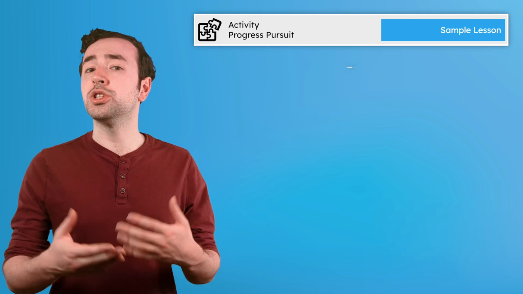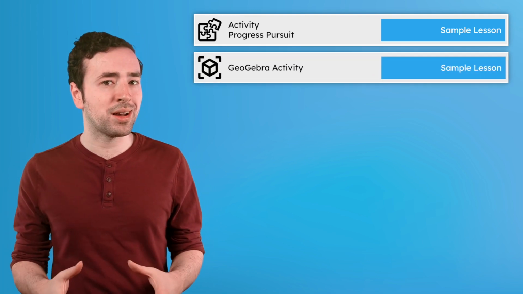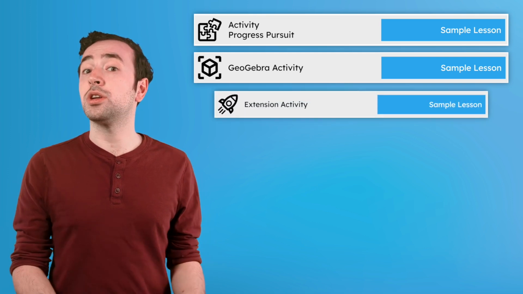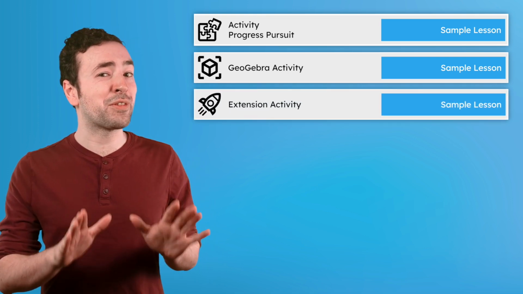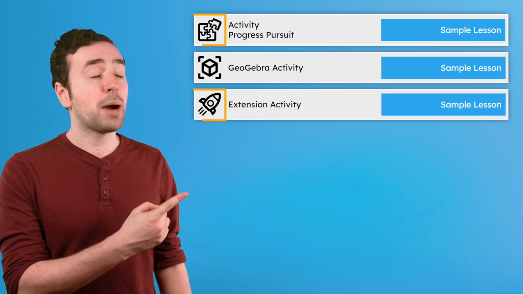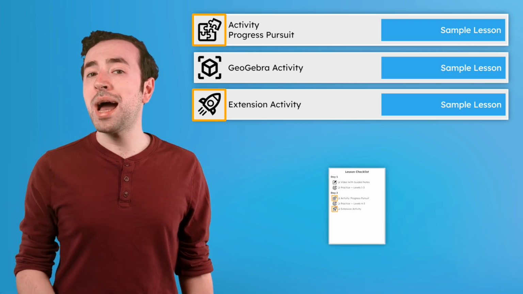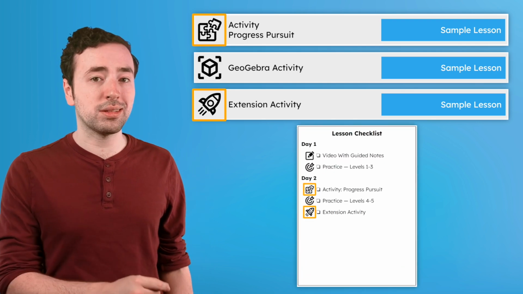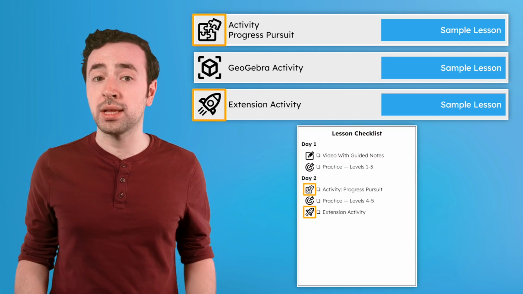The answer keys include not just the answers to each question, but detailed breakdowns of each step, along with helpful notes and tips. Some lessons might also include GeoGebra activities to explore concepts hands-on, and bonus or extension opportunities to push your learning even further. The icons at the top of every activity page will match the icons shown in the lesson checklist to help you stay organized throughout the lesson.